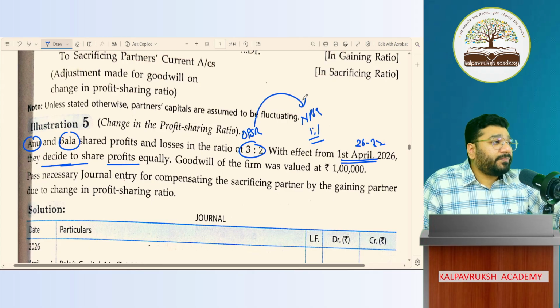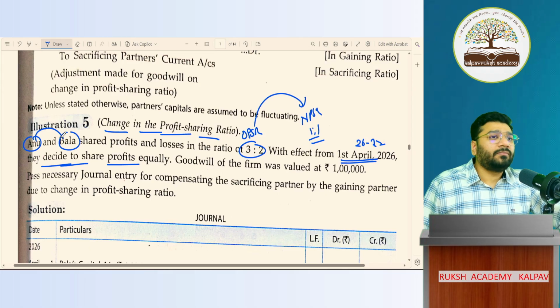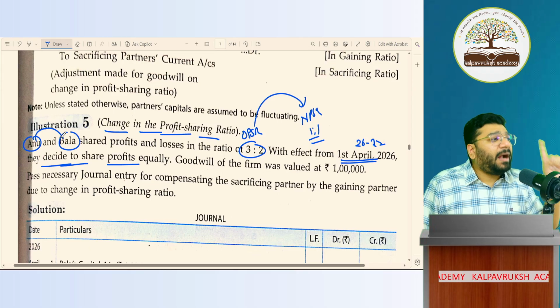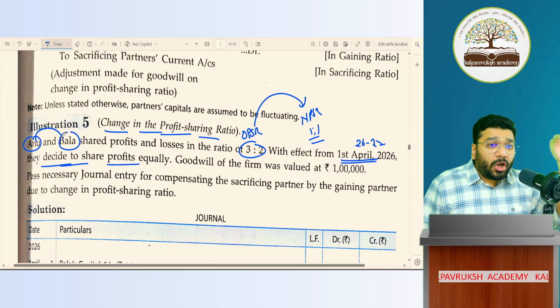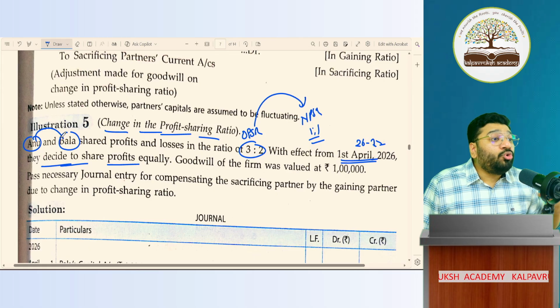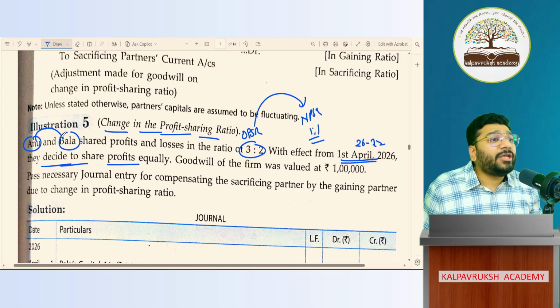But is any new partner coming in, or any existing partner going out? No. So this is a question of change in profit sharing ratio among existing partners. Whenever there is a change in profit sharing ratio, one partner will gain and the other partner will sacrifice. So now we have to find out who is the gaining partner and who is the sacrificing partner.